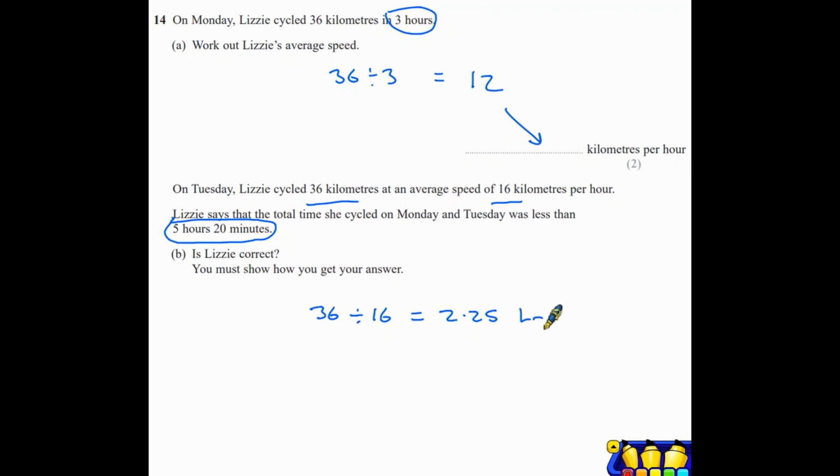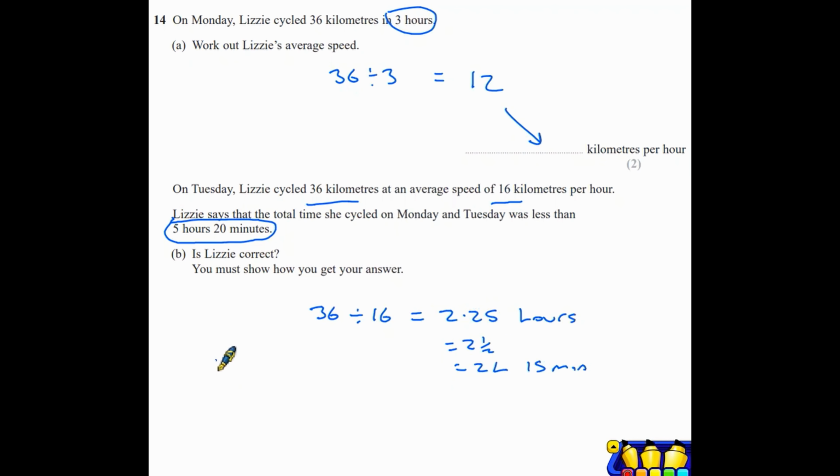2.25 hours. Now be very careful, this is not 2 hours 20 minutes, this is 2.25 hours, and 0.25 is a quarter, so that is actually 2¼ hours, which is 2 hours 15 minutes. That's the tricky bit. If you do it with a calculator, you're going to get a decimal. So 2.25 is not minutes, it's a decimal amount of an hour. It's a quarter of an hour.